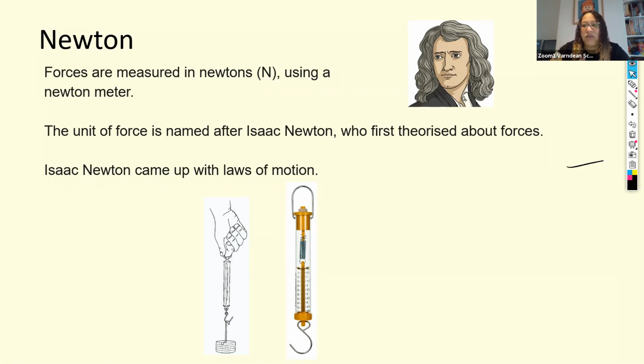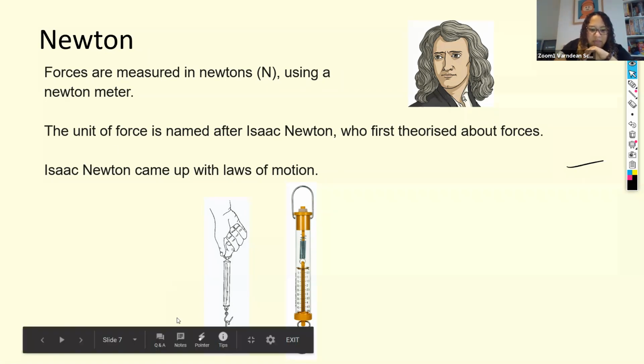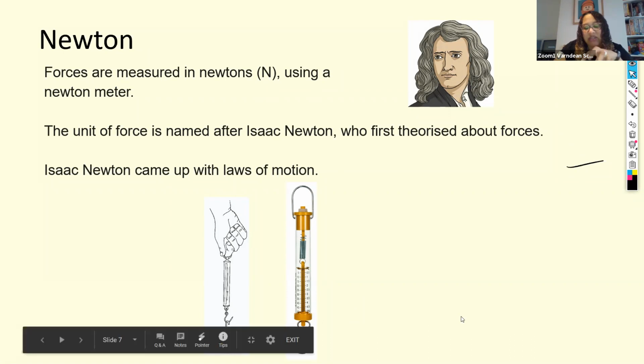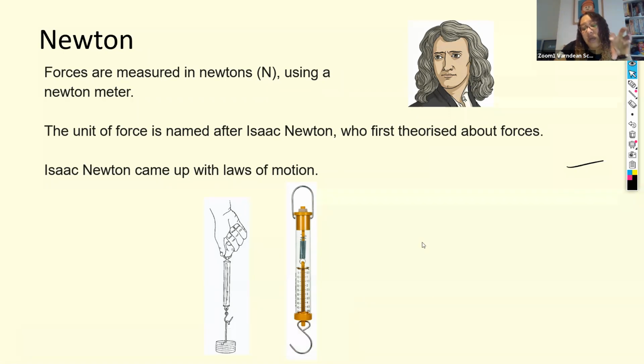He first theorised about forces, and if you look below, there are two objects. There's a cartoony one here, where my arrow is, and an actual real one. These are what we call force meters or newton meters, and newton meters measure forces. Here we've applied some mass to that particular newton meter, and it will show you the force exerted.